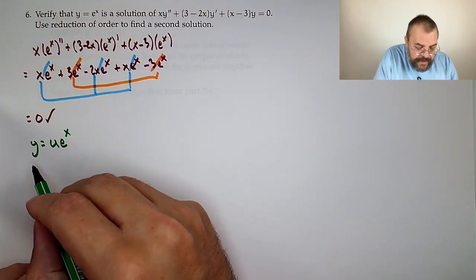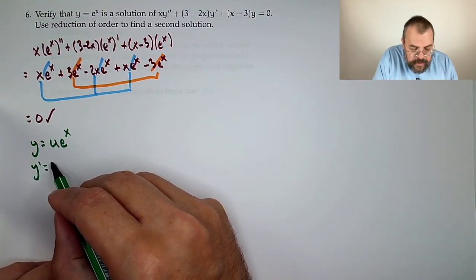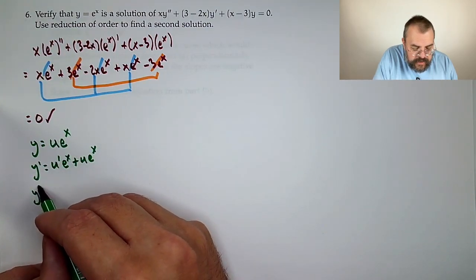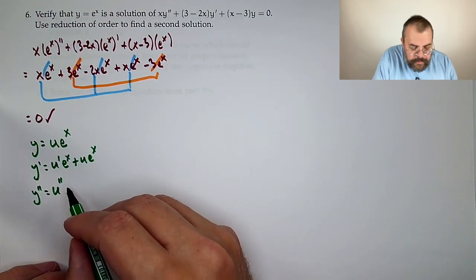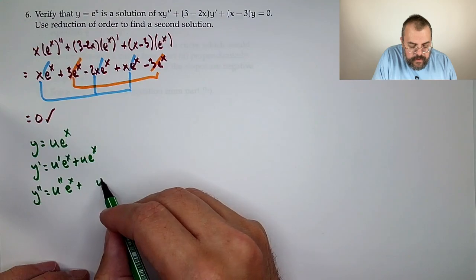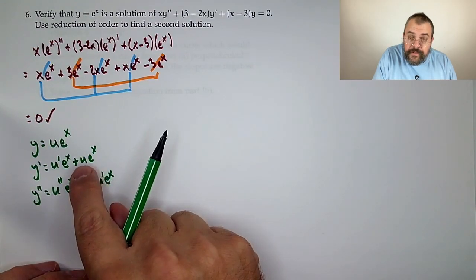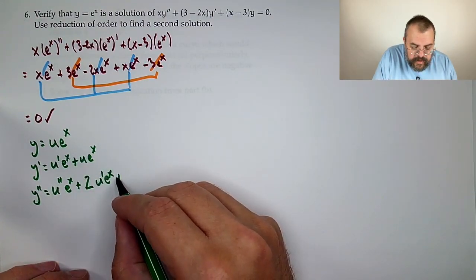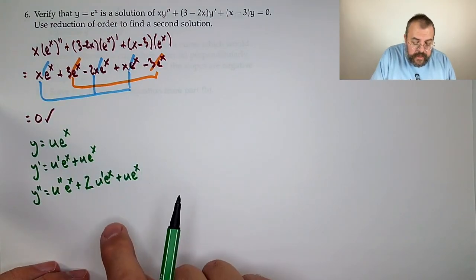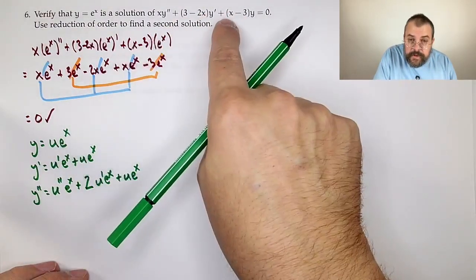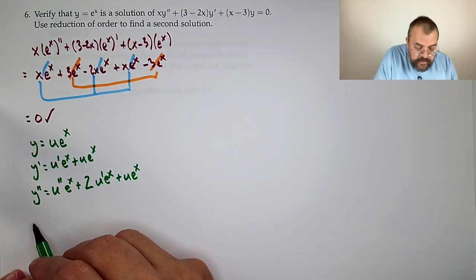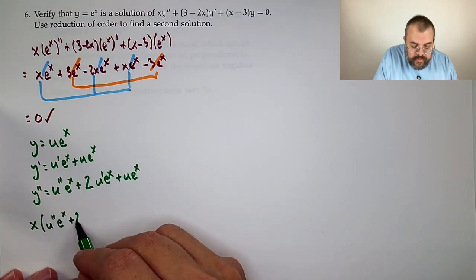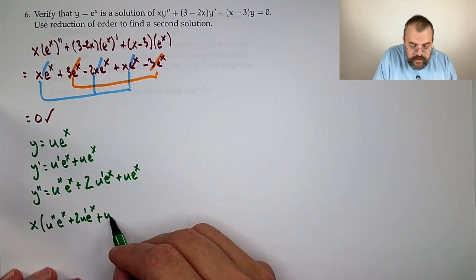there's our solution. So first derivative, well, product rule, u prime e to the x plus u e to the x. Second derivative, well, product rule twice, u double prime e to the x plus u prime e to the x plus u prime e to the x. I already have one of those, so I'll put 2 here, plus u e to the x. And now we're going to substitute in up here. So we have x times u double prime e to the x plus 2u prime e to the x plus u e to the x.